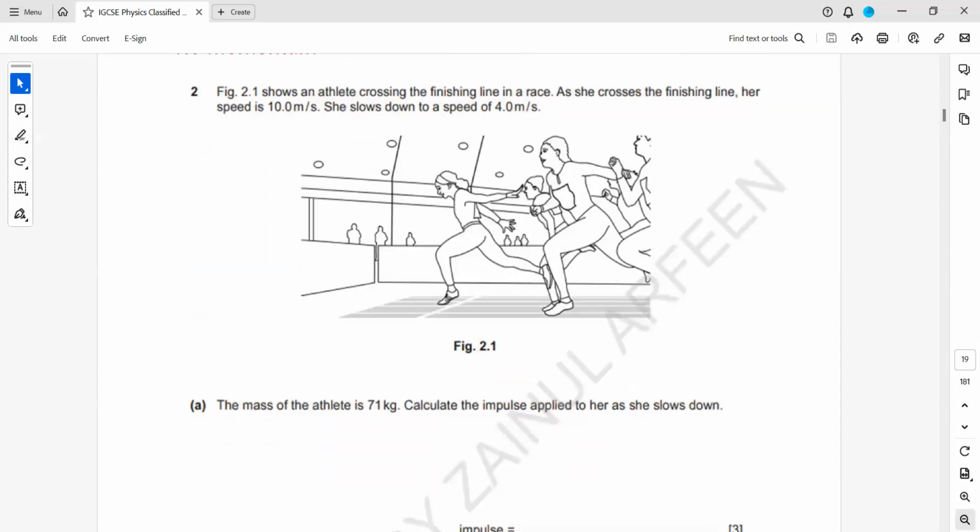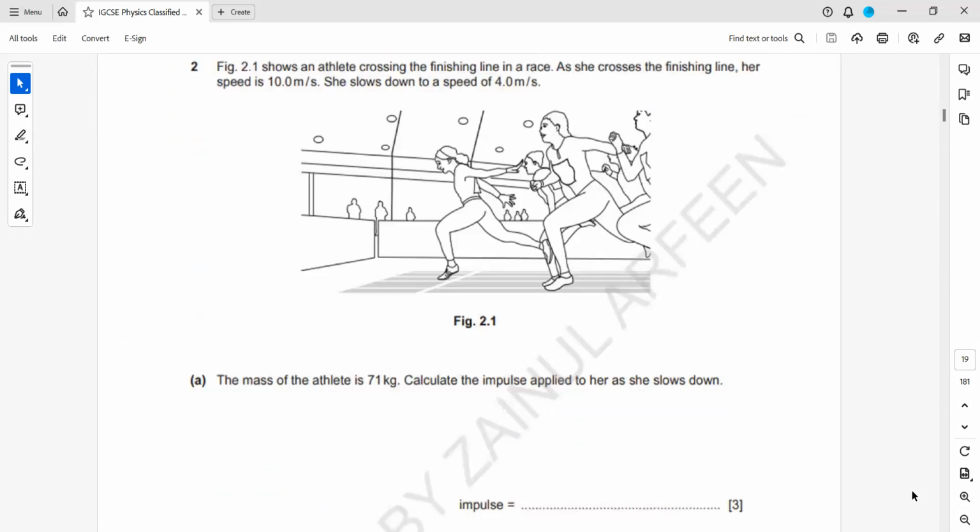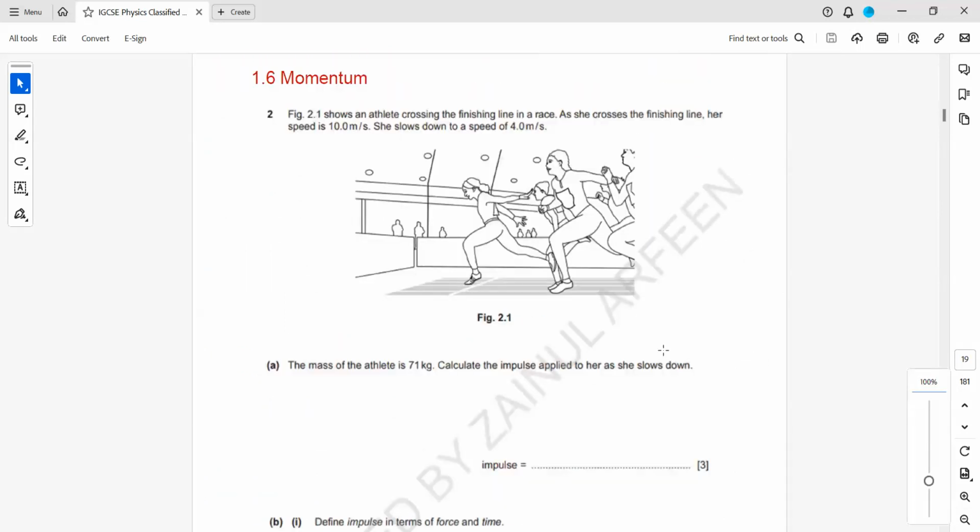This question is related to momentum. The mass of an athlete is 71 kg, and we calculate the impulse. Impulse has two formulas. Impulse is force times time, or impulse is the change in momentum, which is mv minus mu. An athlete crosses the finish line moving at 10 meters per second, but she slows down to 4. So if you want to calculate the impulse, it will be mv minus mu.